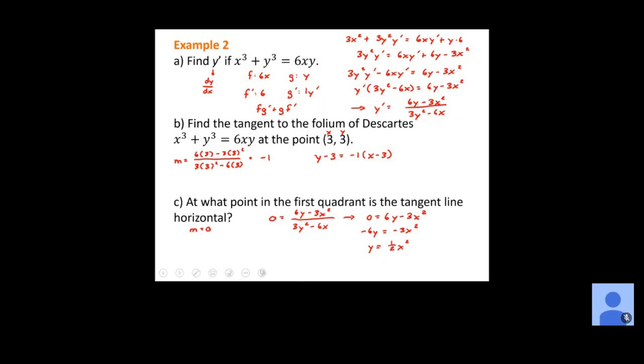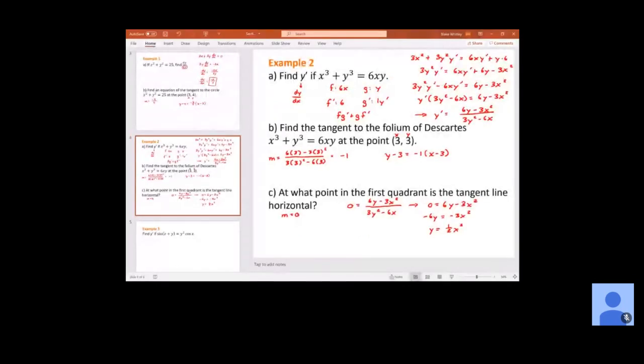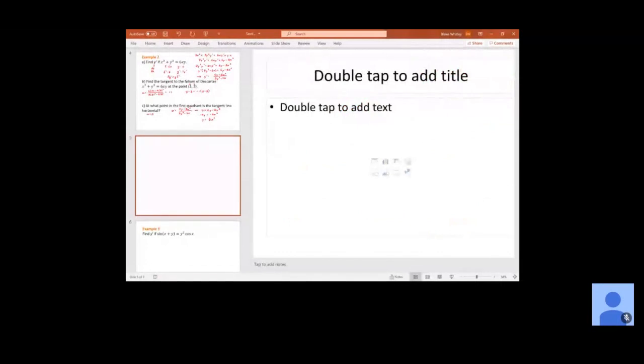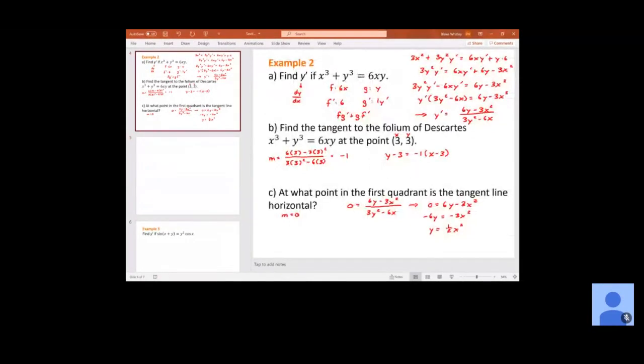I'm going to go to a new slide here so I've got room to work this out. Again, we're just taking the 1/2 x squared and substituting it into the original equation for both of these y's.